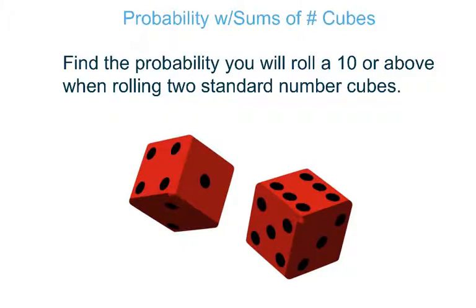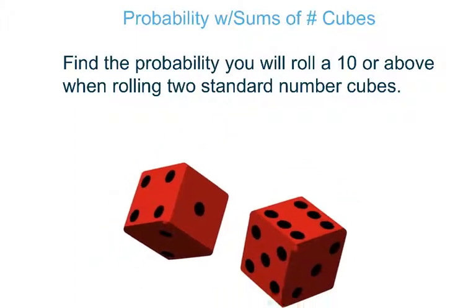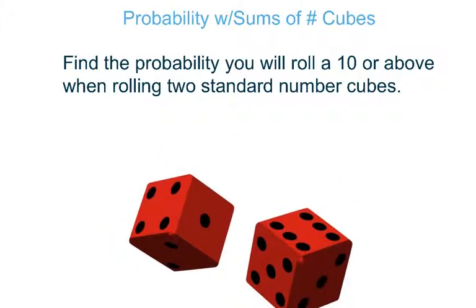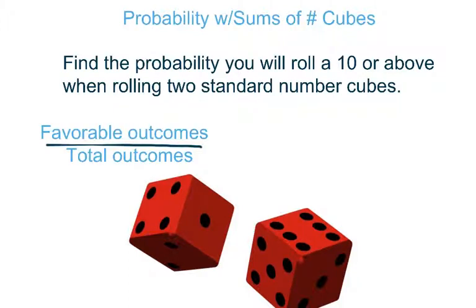All right, let's talk about probability and sums. So find the probability you will roll a 10 or above when you're rolling two standard number cubes. All right, so let's look at our possible outcomes here. Remember, probability is just the number of favorable outcomes over the total. So we need to find the number of total outcomes first.